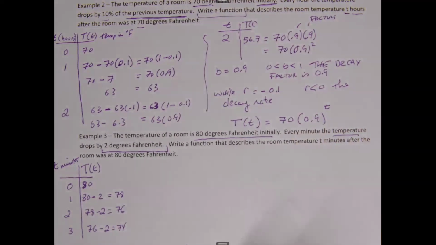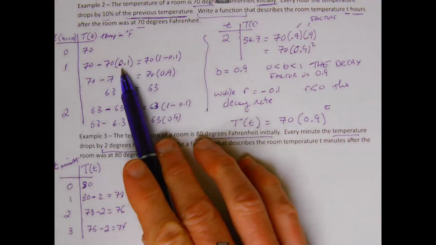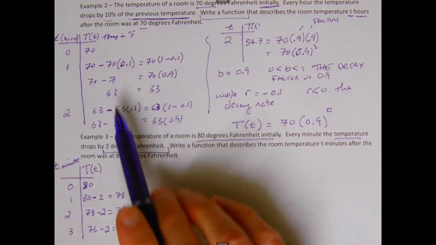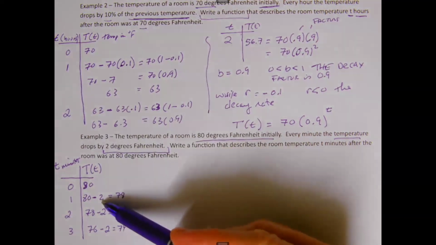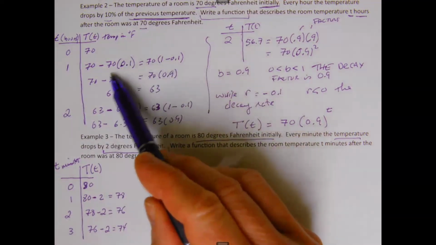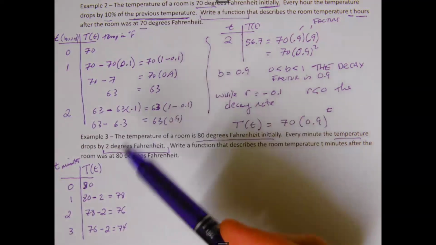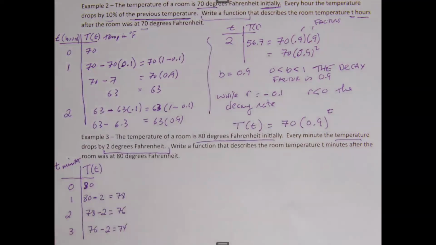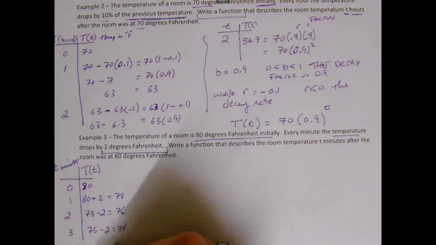But wait a minute. This is different, right? You can see the difference here. I'm still subtracting something, but here I'm subtracting a percentage of what came before. Here, I'm subtracting a fixed amount. It's always going to be 2, 2, 2. For example, there I subtracted 10% of the previous, which gave me 7 degrees. Then 10% of the previous is 6.3, and so on. But here it's just the same amount. I'm subtracting exactly the same amount, no matter what. So this is not exponential.